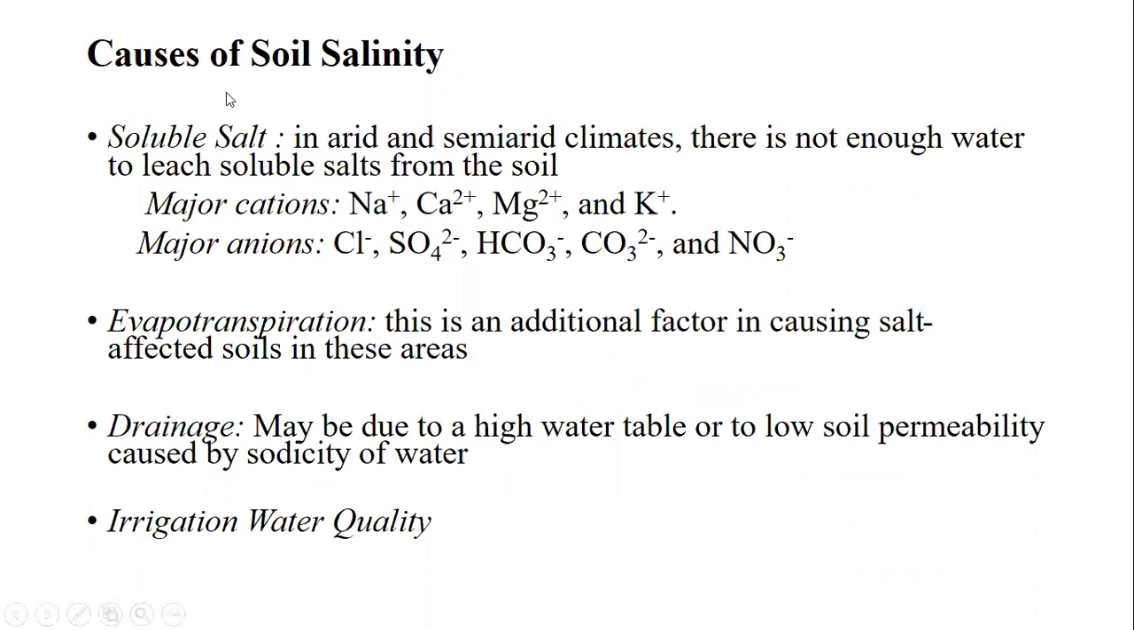Why do we get salinity? The causes of soil salinity. Soluble salts in arid and semi-arid climates. There is not enough water to leach soluble salts from the soil, what I just said a minute ago. So you do not have enough rainfall to keep leaching these salts out of the soil profile, so they accumulate in the soil. What are the major cations? Sodium, calcium, magnesium, and potassium. And the major anions: chloride, sulfate, bicarbonate, carbonate, and nitrate. These are the most common.